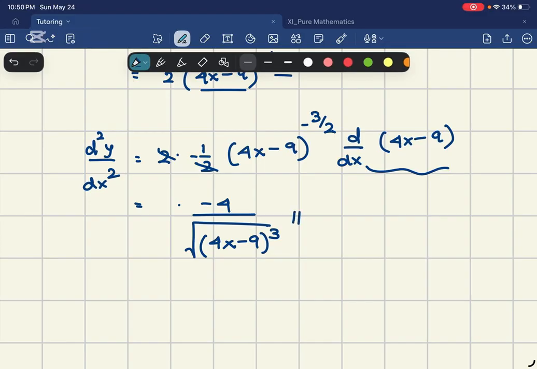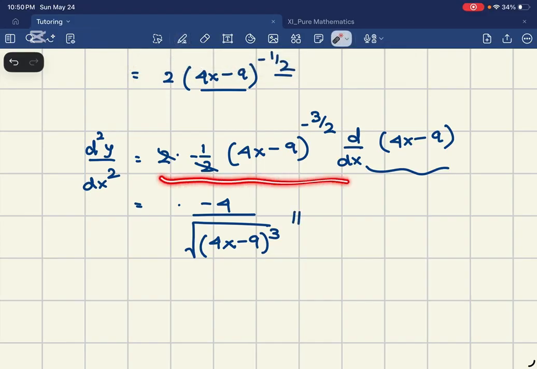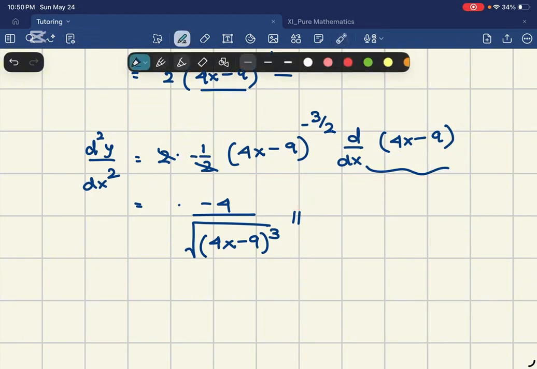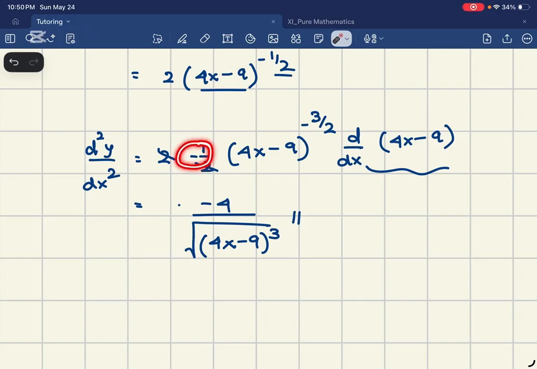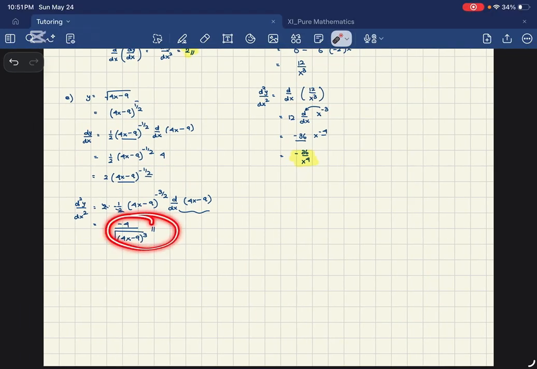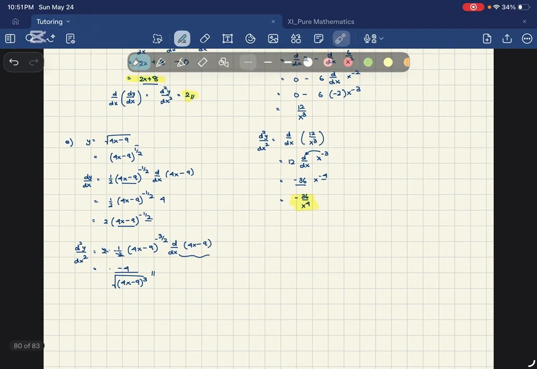Alright, so now I hope you can simplify from this expression to this expression. Alright, so you get your negative sign from here. These will cancel out, 2 and 2. You get 4 from here, so you have negative 4. And this one, you can write it as 4x minus 9. The 1 over 2 is square root. So you have square root of 4x minus 9, but you need to multiply this by 3. And then that has to go into the denominator because it's a negative power. Alright, so I hope that explanation was clear and how you got this expression.